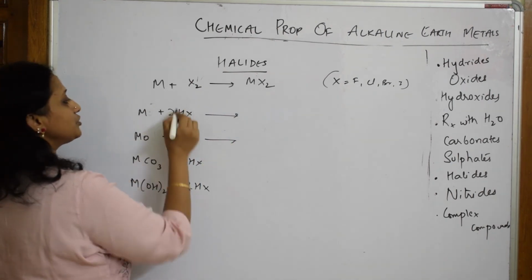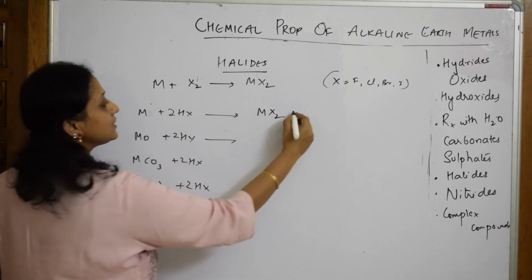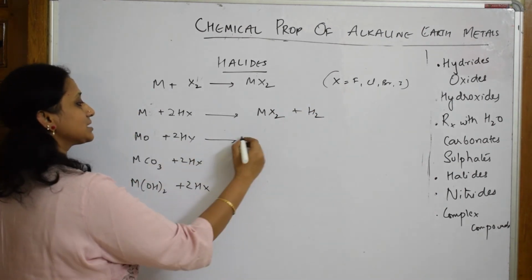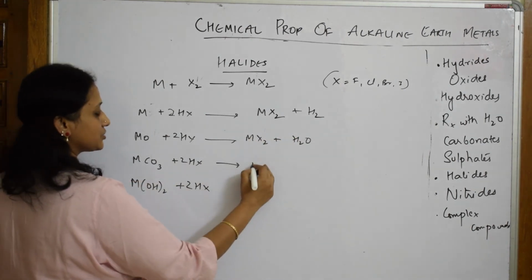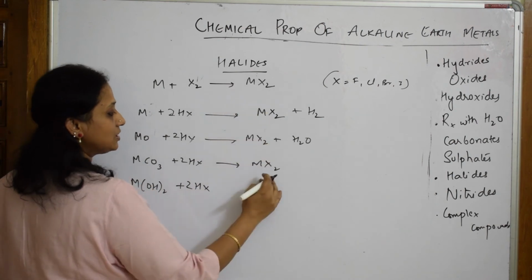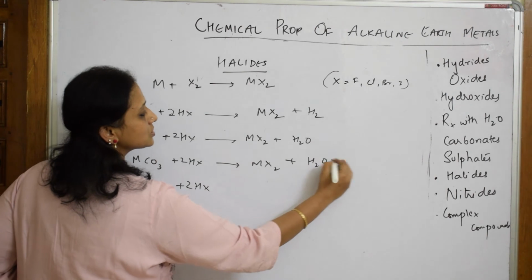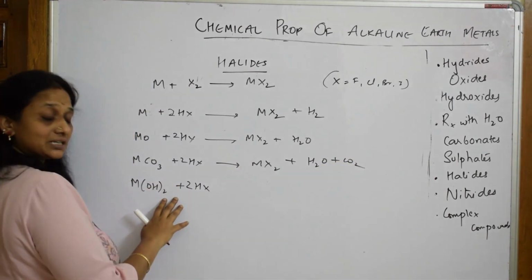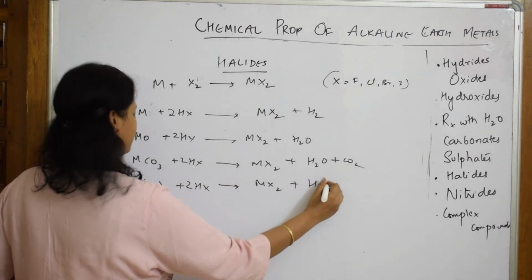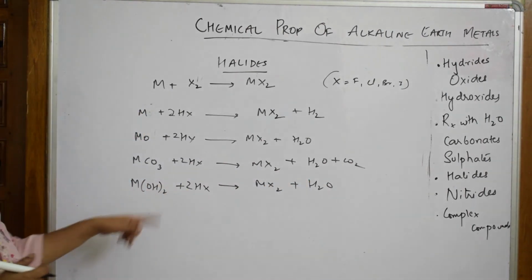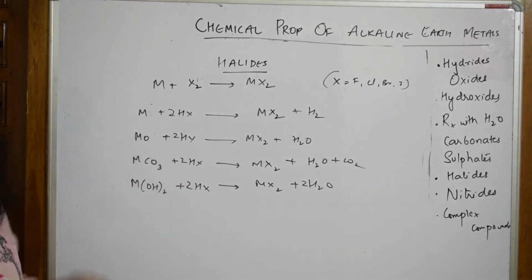The first thing, it's going to form a halide of type MX2 and the leftover hydrogen. In the case of the oxide, MX2 and water. In the carbonate case, it's going to form again the same type of salt, MX2, and what I'll be left with is water and carbon dioxide. In the hydroxide case, again MX2 plus water, there's no carbon dioxide. To balance the water, I'll write 2. 2 2s are 4, 2 2s are 4. These are the different types of reactions.